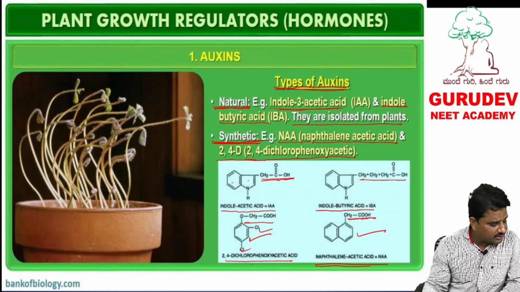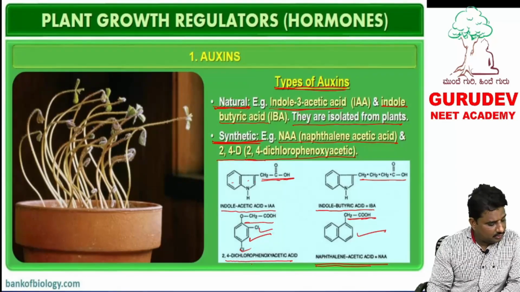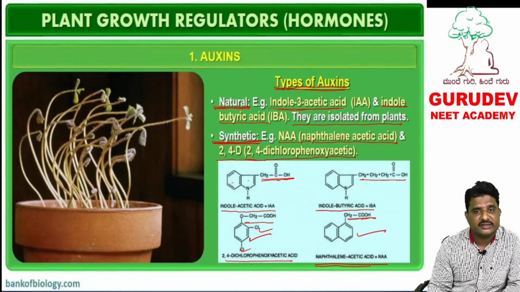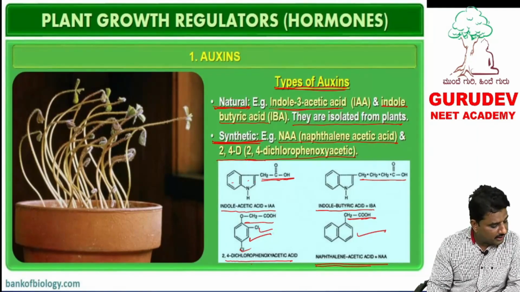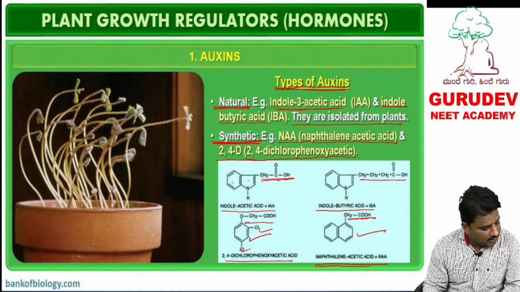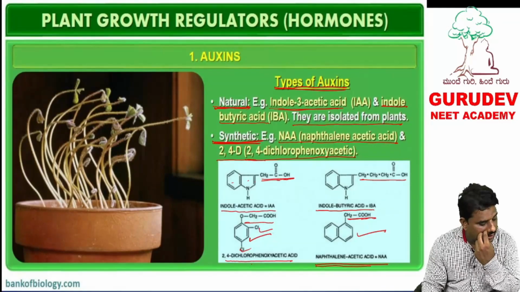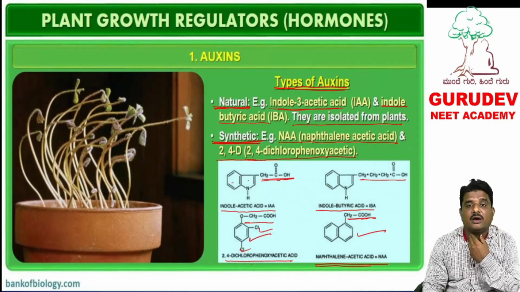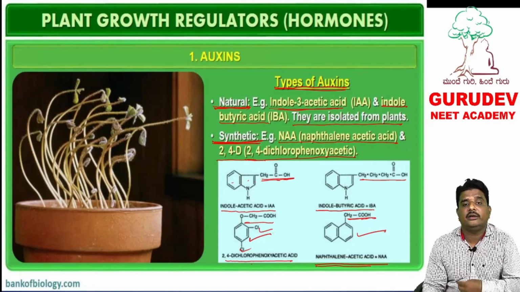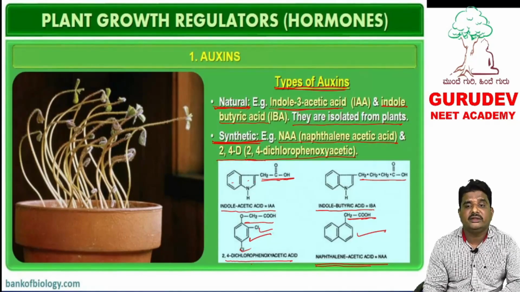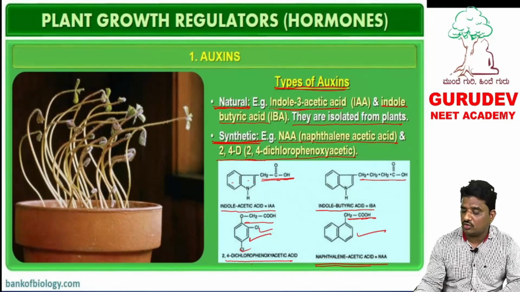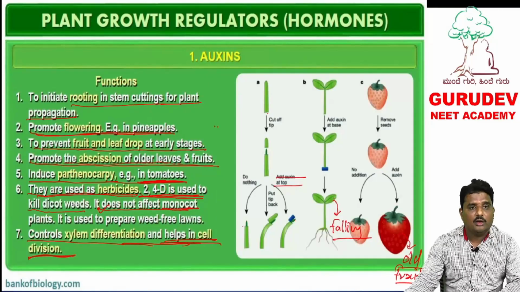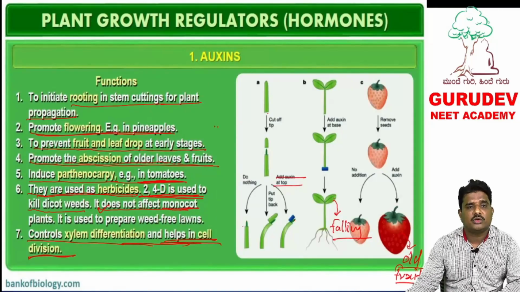I said auxins are classified into two types: natural auxins and synthetic auxins. Which are the natural auxins? Generally those produced in the growing apices of stem and root. Natural auxins are IAA and IBA. Synthetic auxins are generally NAA and 2,4-D. Their chemical structures I also described, and their roles we have also described.